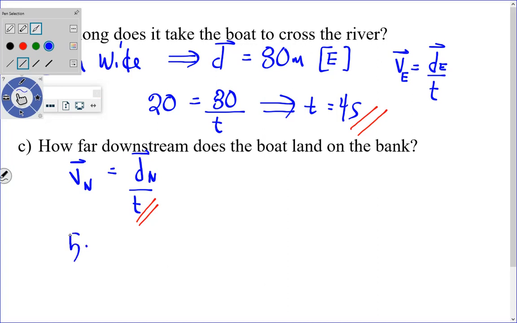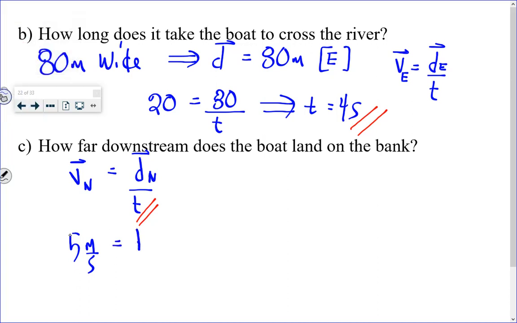So we can write 5 meters per second north. I'm not really sure I need to put the north in there. Equals the displacement, which we're trying to find, that's going to be north, over the 4 seconds. We can cross multiply there. 4 times 5 is 20 meters.